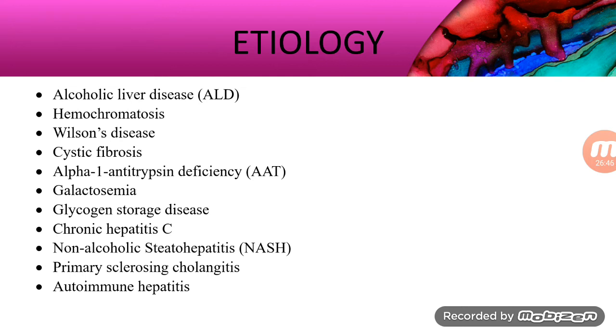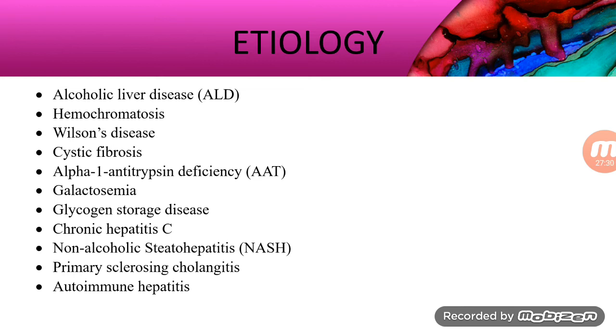Then chronic hepatitis C. Due to chronic hepatitis C infection also liver cirrhosis can occur. Then non-alcoholic steatohepatitis. This is an inflammation and damage caused by buildup of fats in the liver. Due to excess fats in the liver, there will be inflammation and damage of the liver. That is non-alcoholic steatohepatitis. And then due to this also liver cirrhosis can occur.